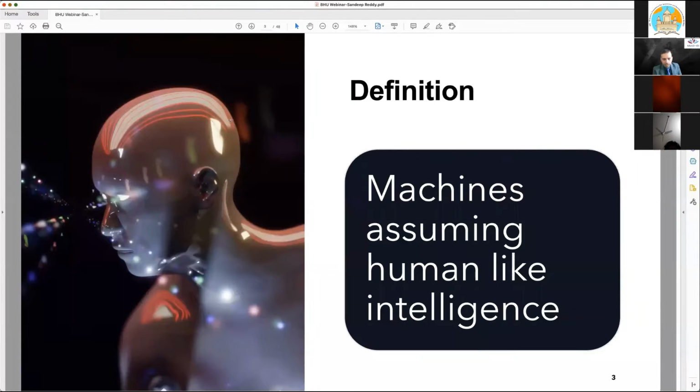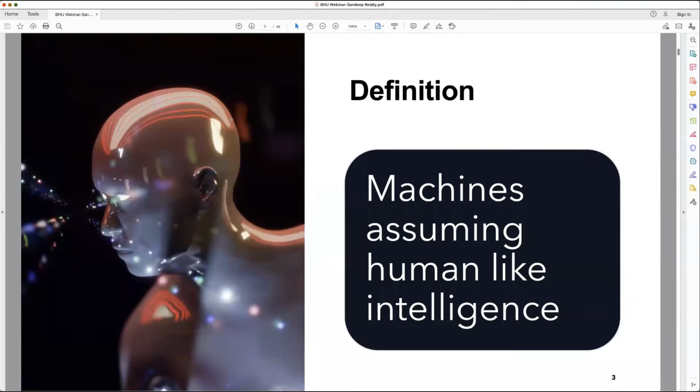So what's the definition of artificial intelligence? There are many definitions that are floating around, but I like this definition, which I myself confess I have devised. It's very simple, but it's very true in terms of capturing the essence of artificial intelligence. What it says is machines assuming human-like intelligence. You can replace the word machines with computers. It doesn't make a difference, but the definition is machines assuming human-like intelligence. And that's what artificial intelligence is all about.